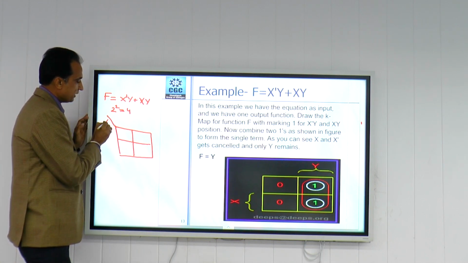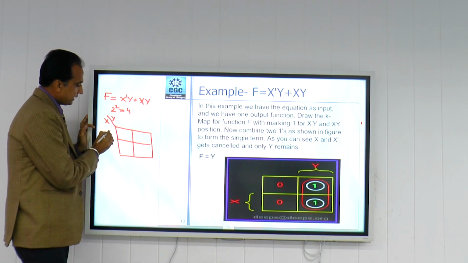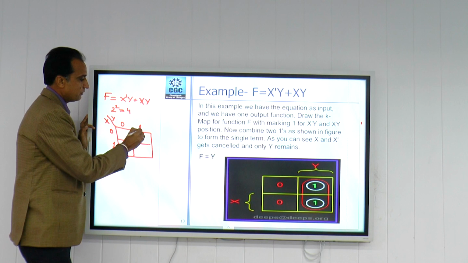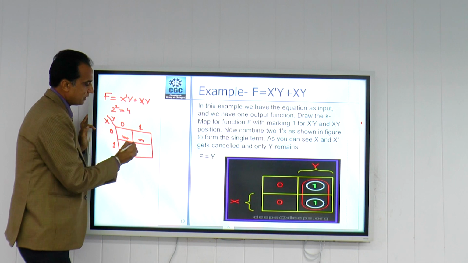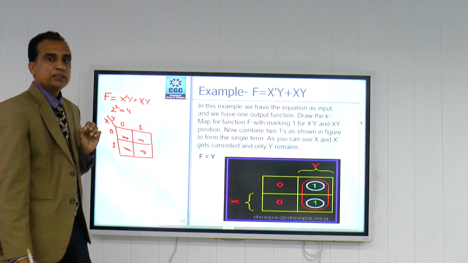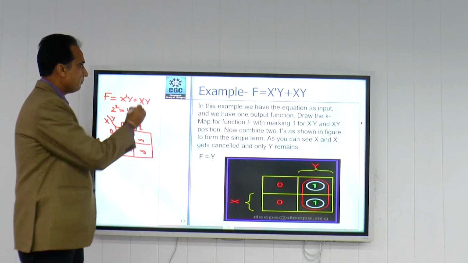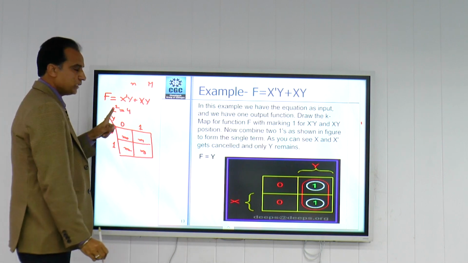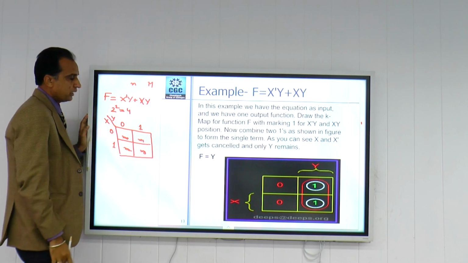Now we have to represent the variables. You can interchange the variables. The possible values of x are 0 and 1. Possible values of y are 0 and 1. Now the first square grid represents m0, m1, m2 and m3. What are m1, m2? These are the min terms. Min terms are represented by lowercase, small m, and the max terms are represented by capital M in case of POS. Now the equation is given to us, x complement y plus xy.